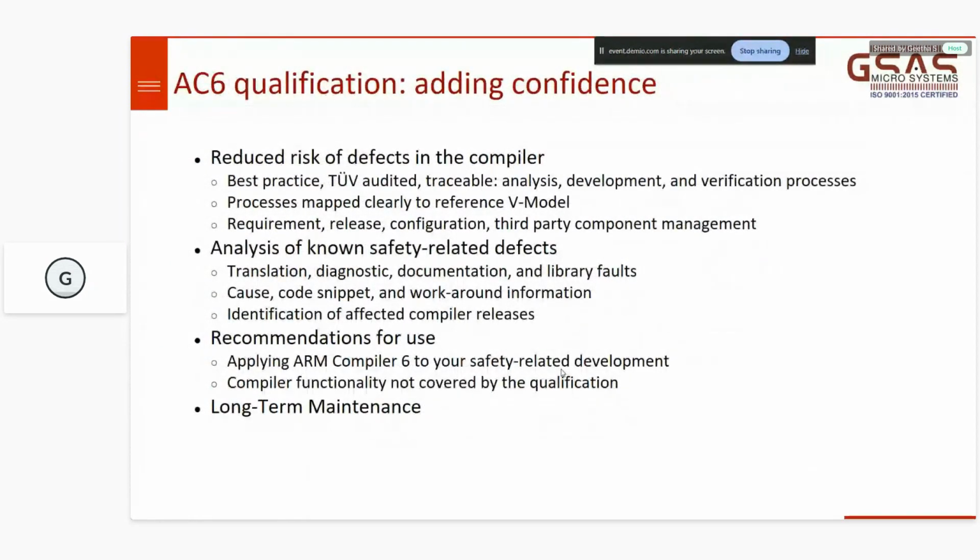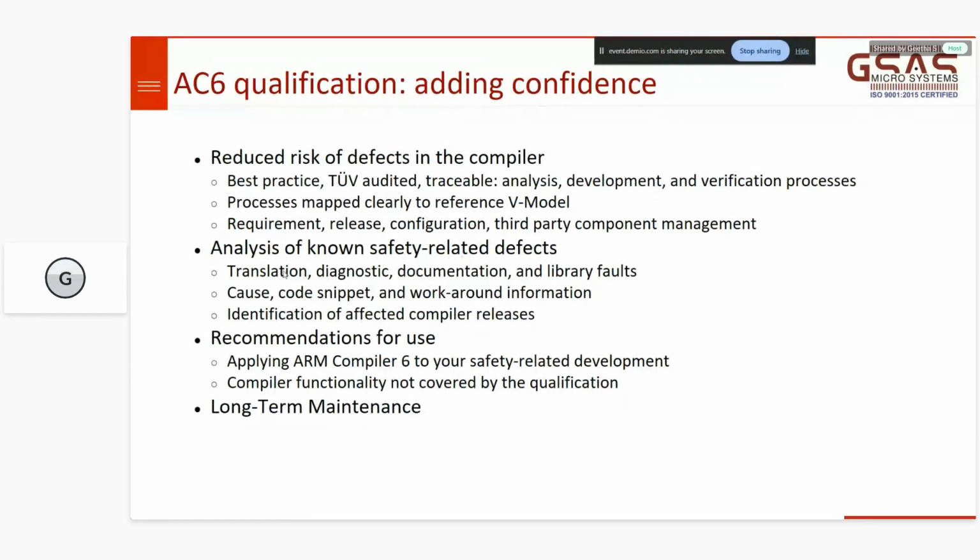So now coming to ARM compiler 6 qualification. So why should anyone go for certified version of ARM compiler 6? So this reduces risk of defects in the compiler. So it will be useful for the purpose of analysis, development, and verification process. This is for the part of your tools qualification or your code qualification or your product qualification cycle. And the process is mapped as per the V model. V model we usually use for testing and verification purpose. This process is mapped as per that.